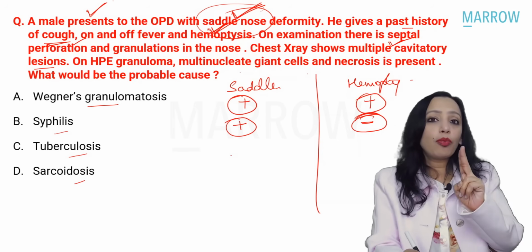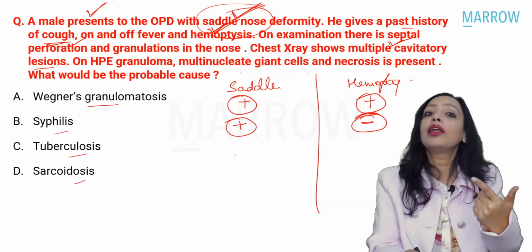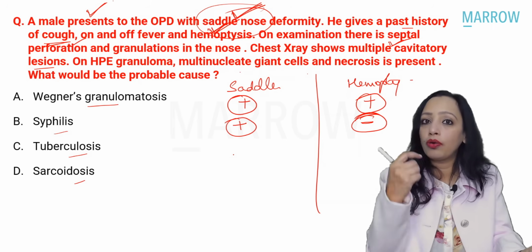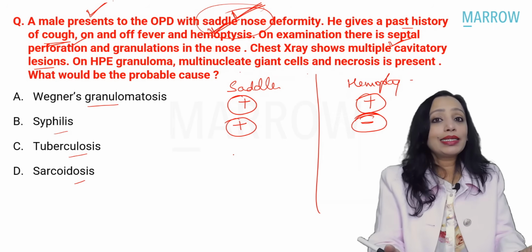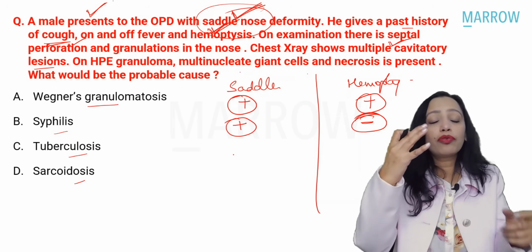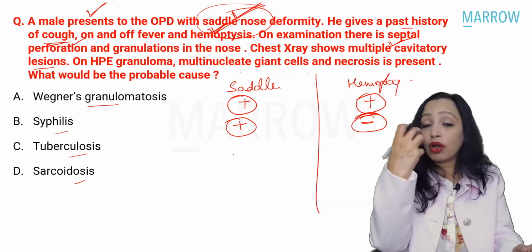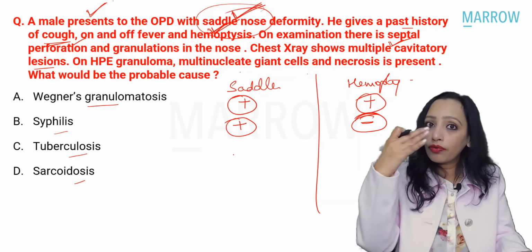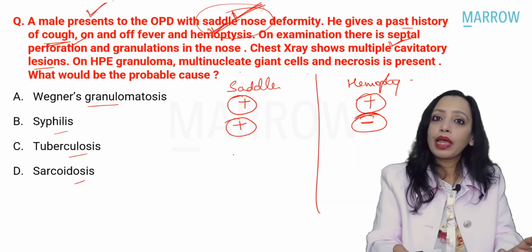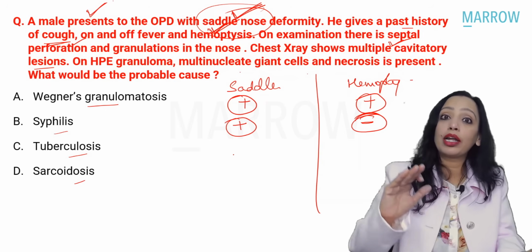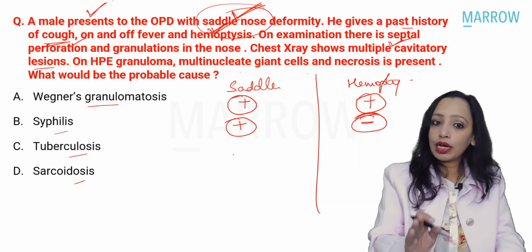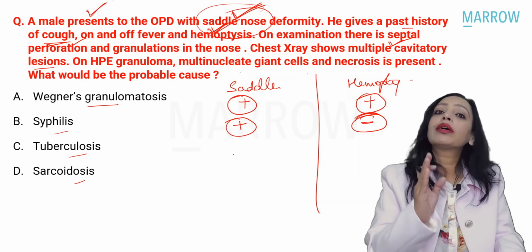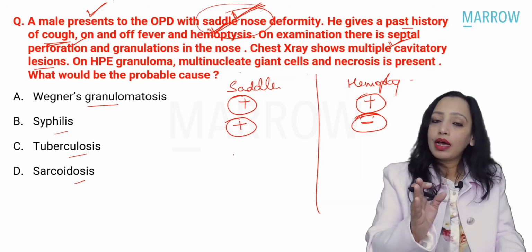Now there is one lymphoma of the nose, the natural killer cell lymphoma or Stewart's granuloma of the nose, and it will not cause saddling, it will cause gross destruction. The whole of the nose would have been destroyed. It will not specifically cause only saddling of the nose. Saddling of the nose occurs when specifically the septum in the cartilaginous and bony part is destroyed.